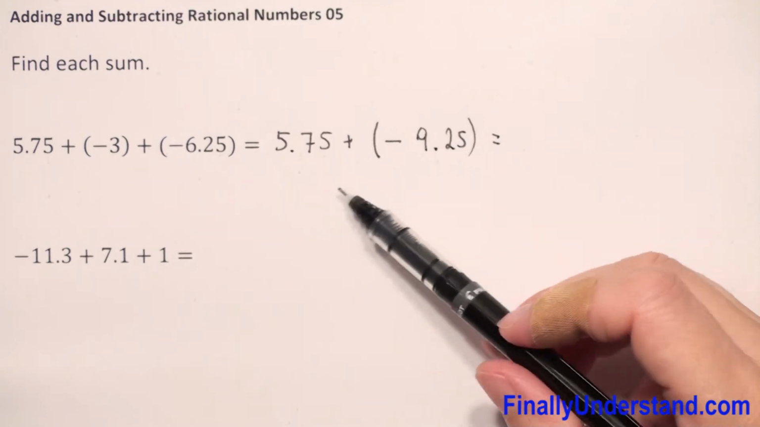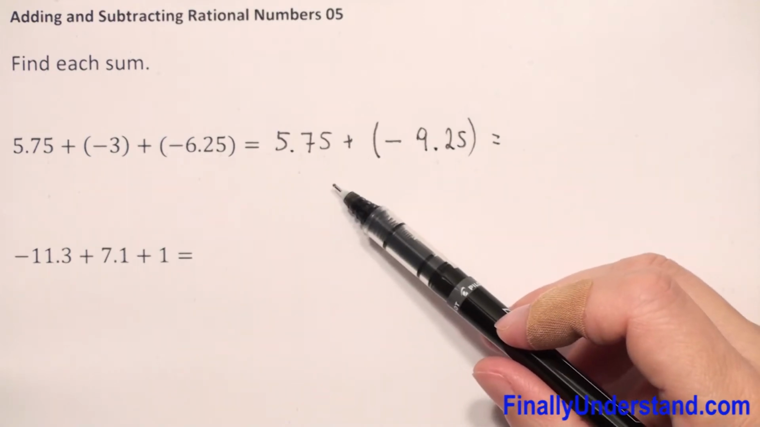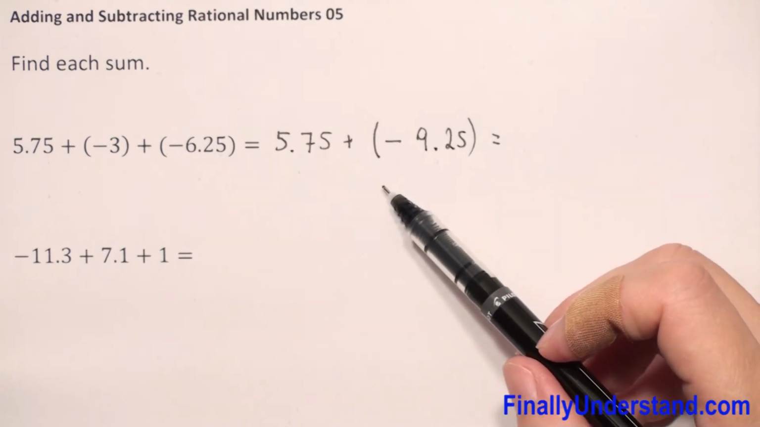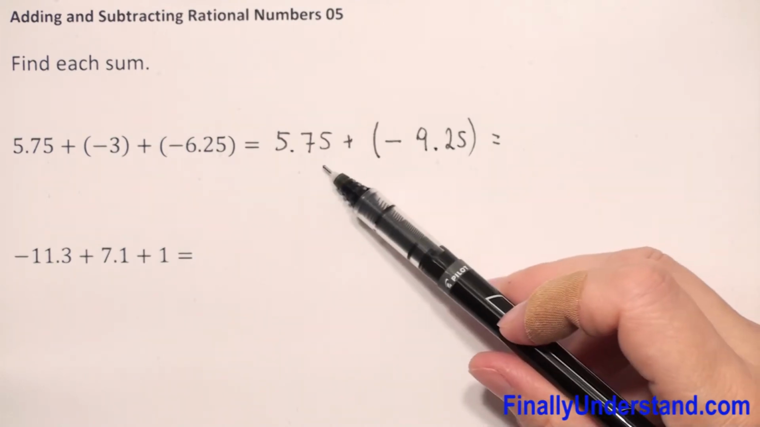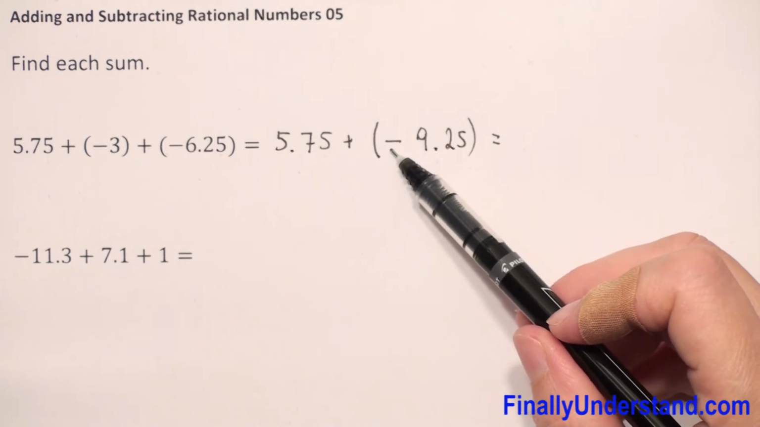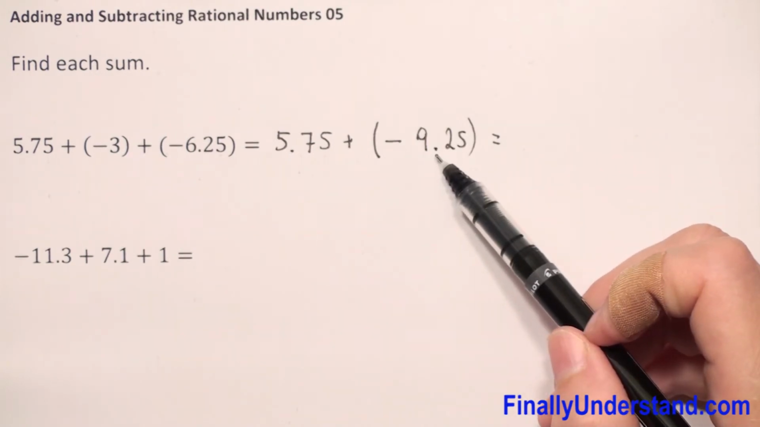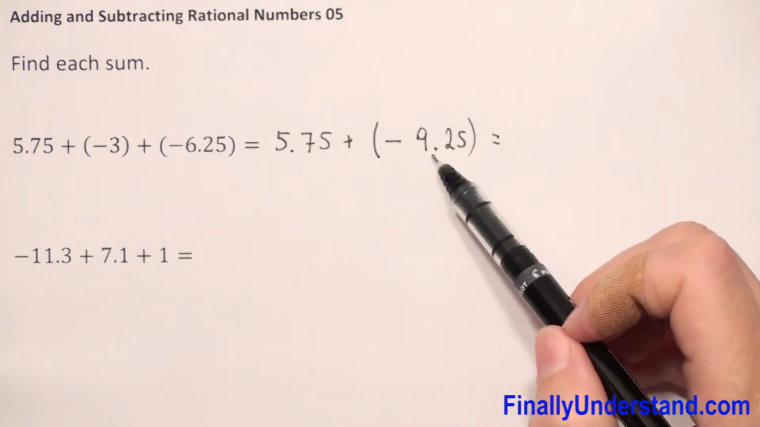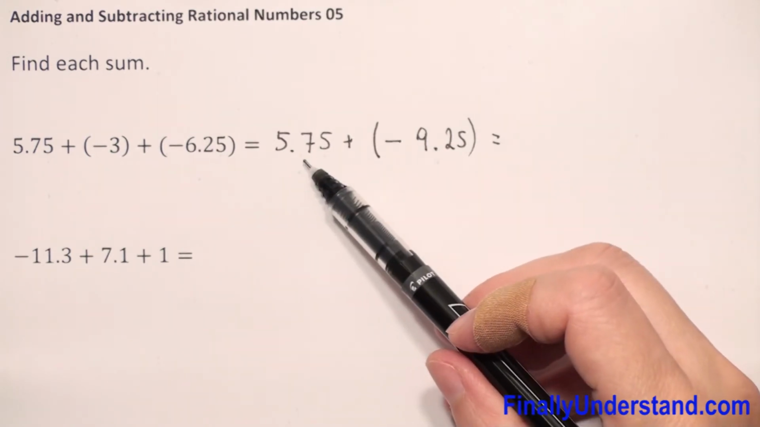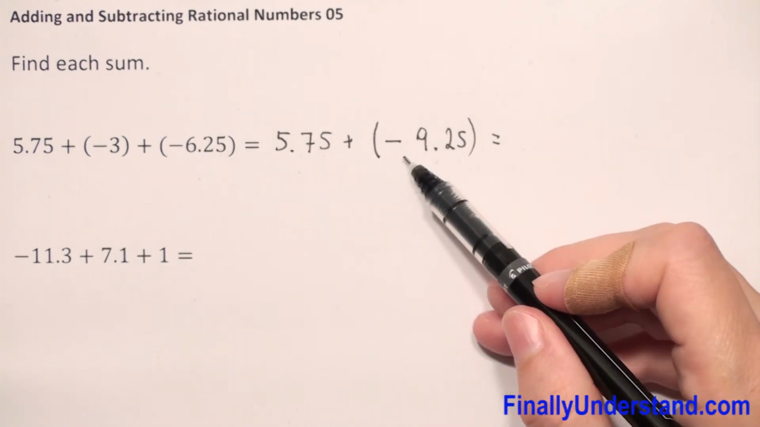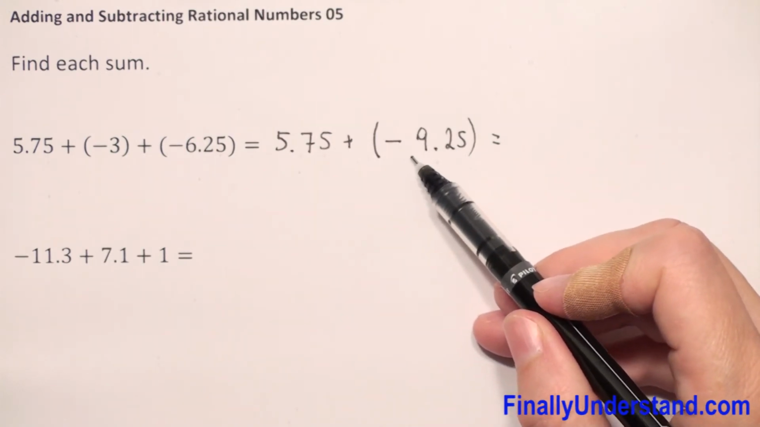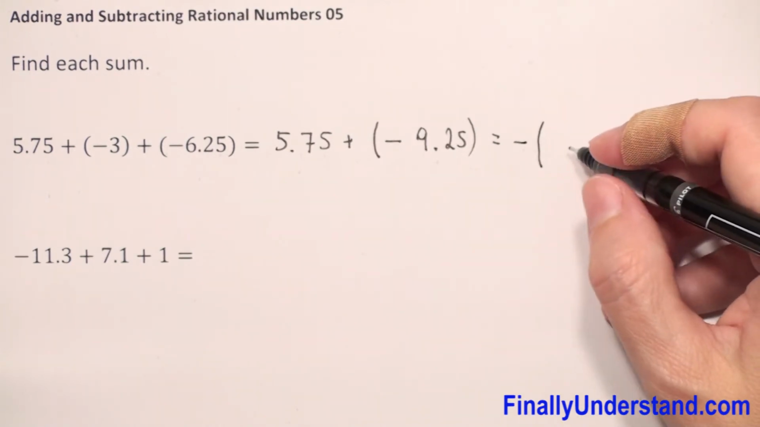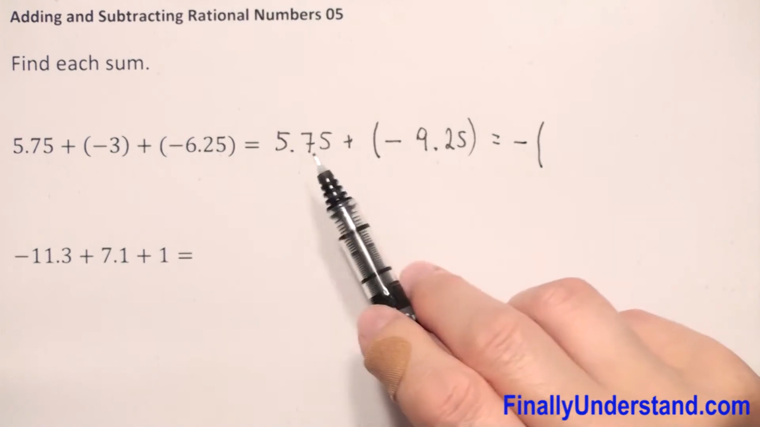And now we have to add two numbers. One is positive, one negative. So first we check which of these two numbers is greater. We forget about this negative sign, we compare only numbers, 9.25 and 5.75. 9.25 is greater than 5.75. So we check the sign before the greater number is negative. So we copy the negative sign, and in parentheses we subtract the smaller from the greater number.